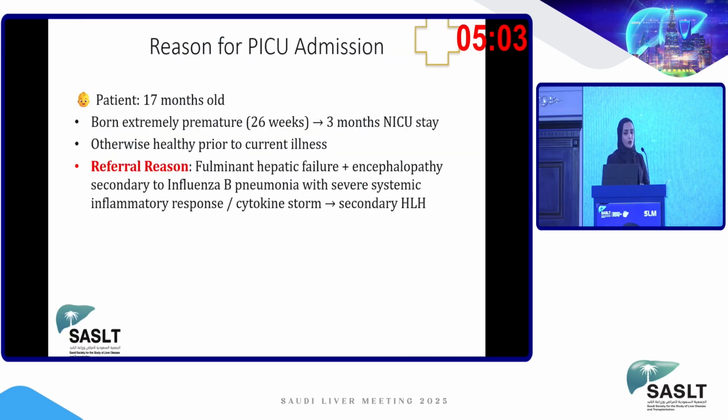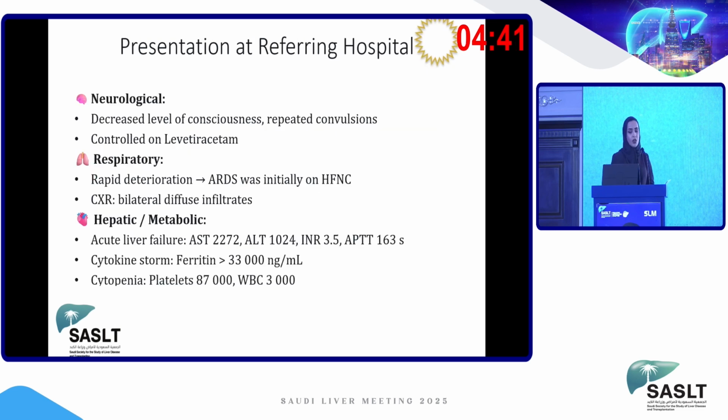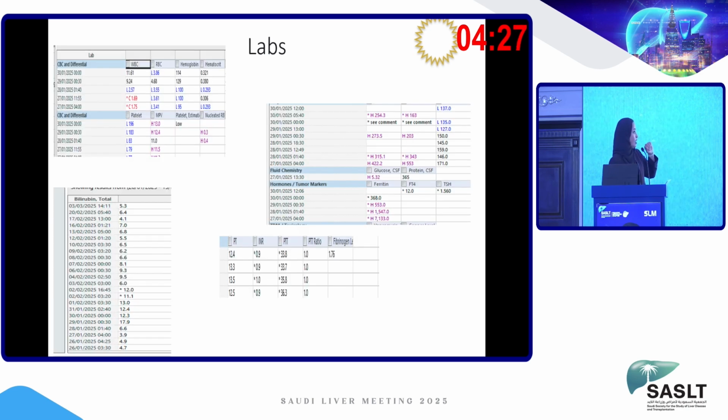The second case that we had was a male, 17 months old. He was extremely premature, a 26-weeker with a prolonged NICU admission. Otherwise, he was healthy after that. He was referred as a case of fulminant liver failure and encephalopathy. He has a documented influenza B infection with severe systemic inflammatory response and cytokine storm. This patient was sick with encephalopathy and ARDS, required intubation, with a picture suggestive of cytokine storm, as you can see in this presentation. So these are his labs. He had almost similar findings, with a very high ferritin.